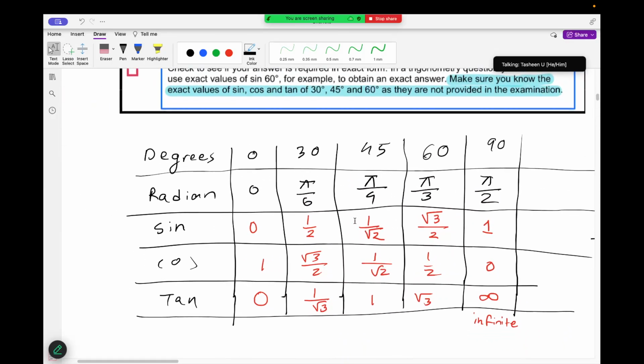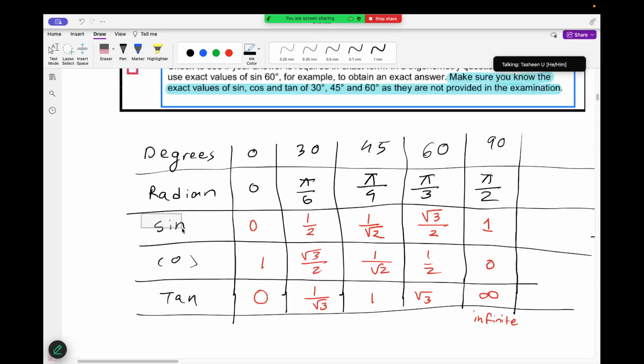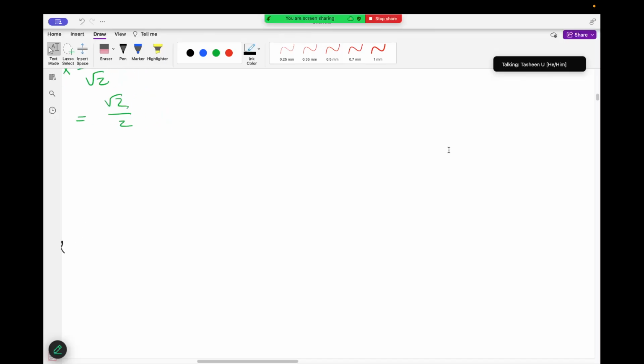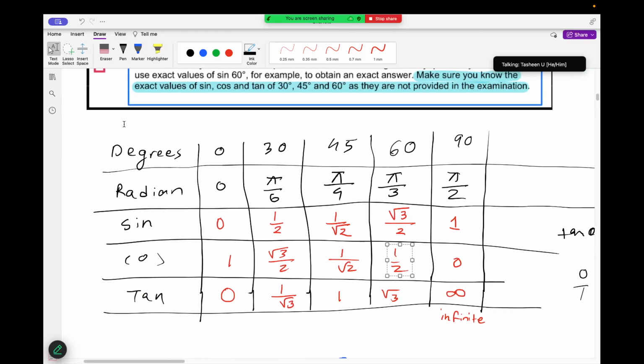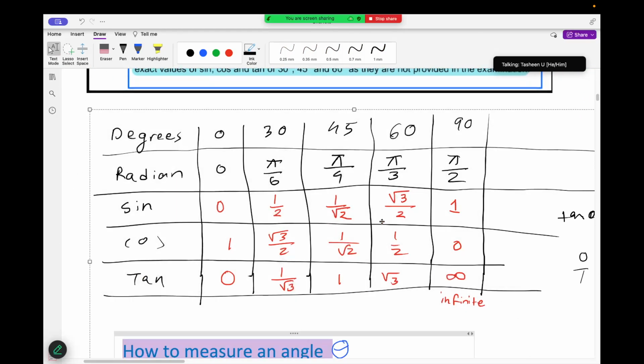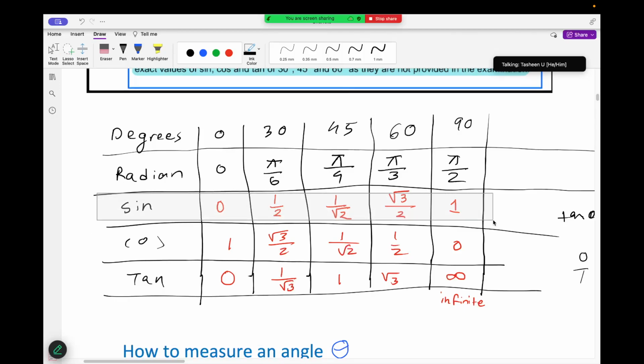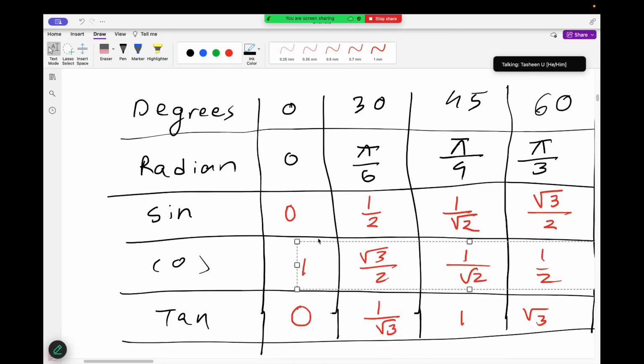So that's why you should memorize this entire table. It is better that you memorize the exact values: sine 45 is 1 upon root 2, cos 60 is half. Without this table you should be able to say sine 90 is 1, sine 0 is 0, cos 0 is 1, like this. But if you are unable to do so, then know how to make this table. You just have to memorize these 5 values. Sine 0 is 0, sine 30 is 1 by 2, sine 45 is 1 by root 2, sine 60 is root 3 by 2, and sine 90 is 1. That's it.